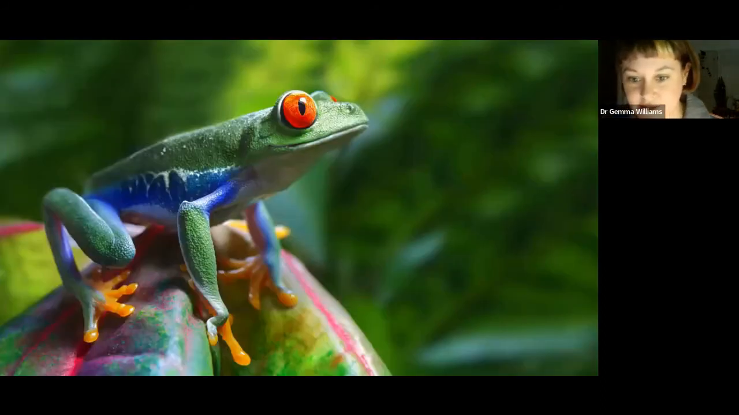Okay, so this is just a slide of a frog staring into the distance for a little brain break, because that's probably a lot of information. I've just got a couple more slides about my study.